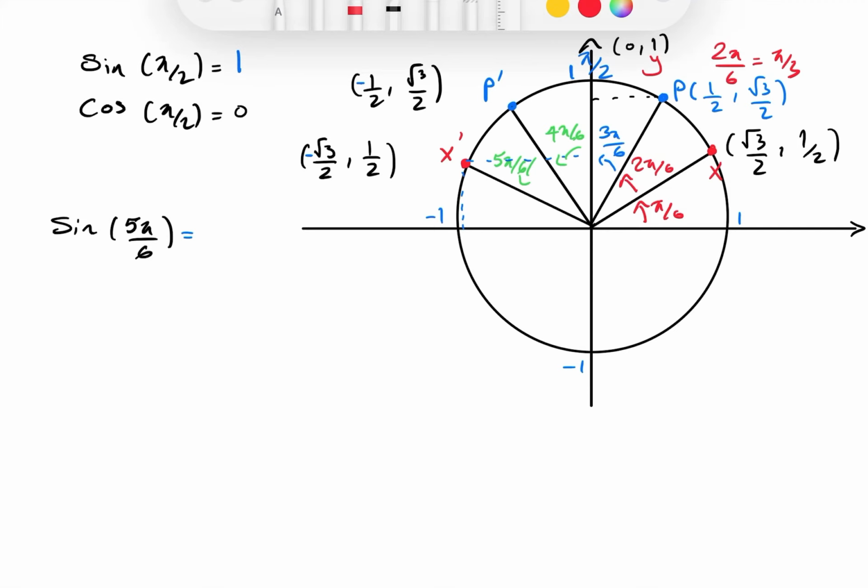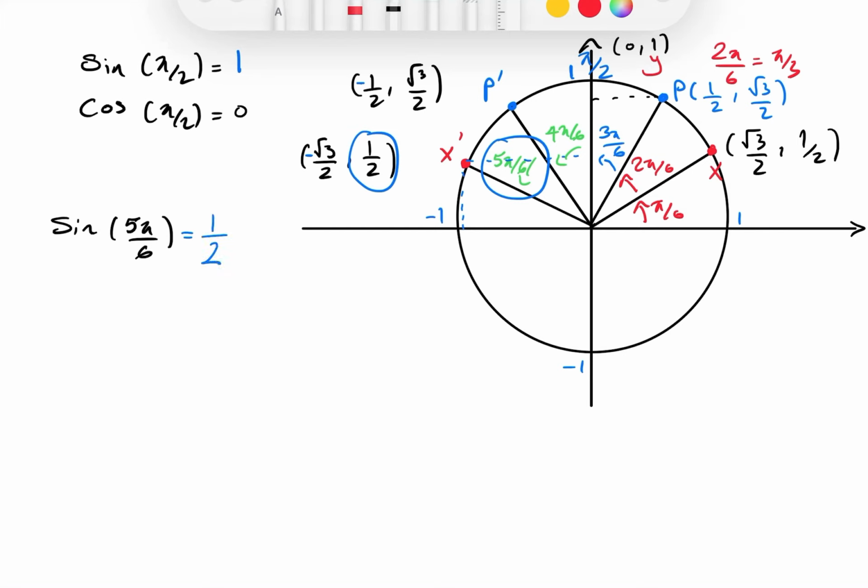So sine of pi over 6 over here means this point on x prime. Now sine has to do with the y-coordinate. What is the y-coordinate of pi over 6? 1 over 2. So the answer of sine of pi over 6 is going to be 1 over 2.